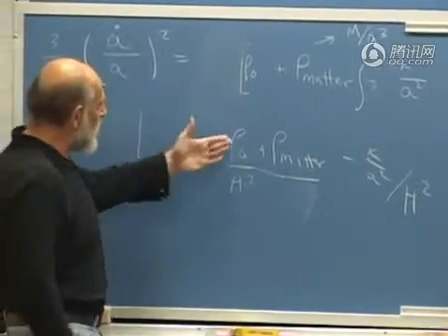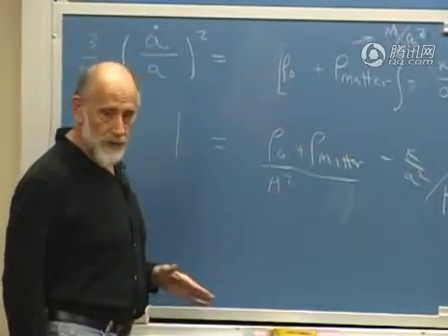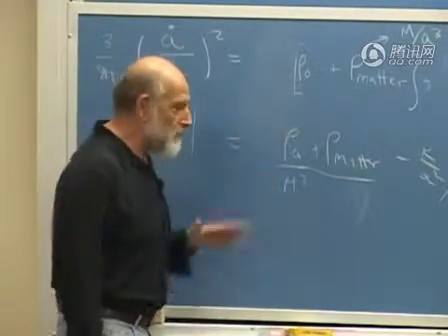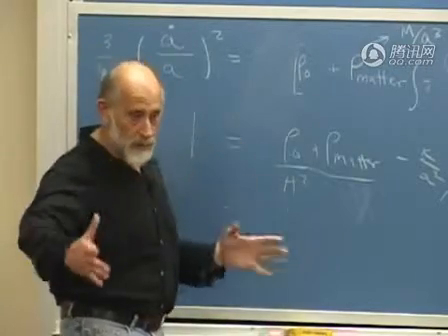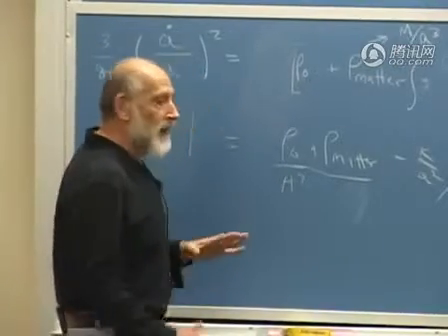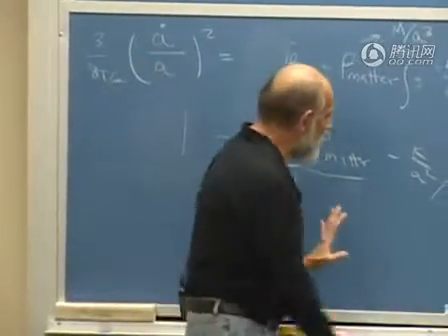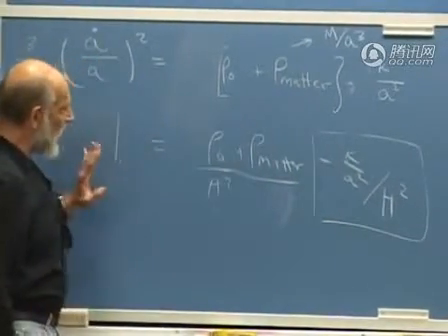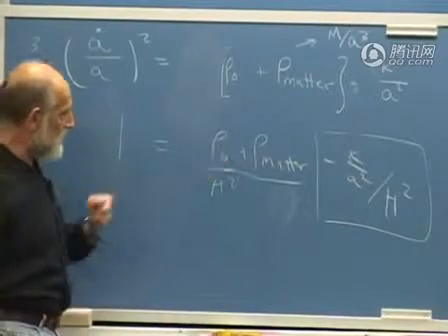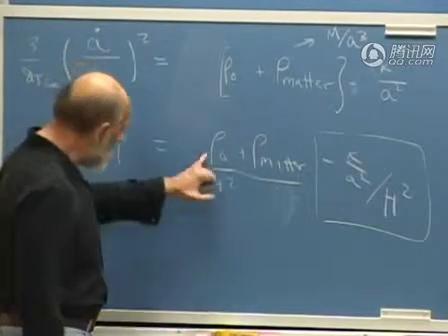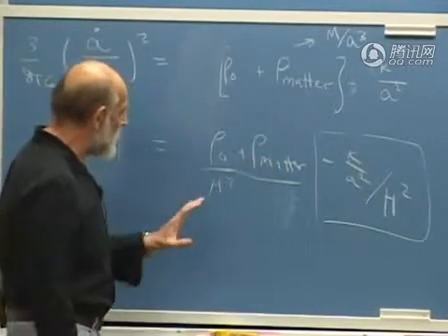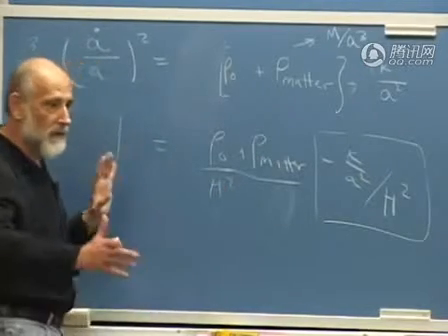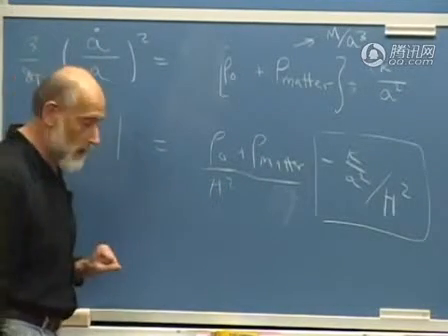That if rho naught plus rho matter over H squared add up to 1, then what do you do? You measure the different components of the energy, you add them up, you divide by the observed Hubble constant squared, and here's a prediction. If space is flat, then these have to add up to 1. The vacuum energy density plus the matter energy density divided by the square of the observed Hubble constant must add up to 1.